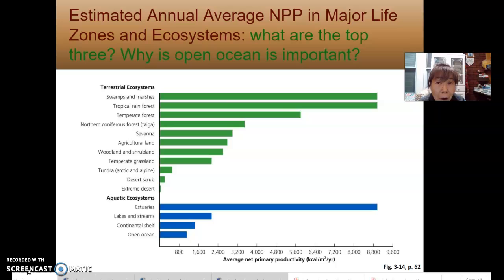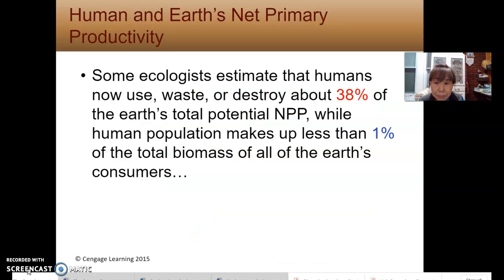Ocean occupies 70% of the Earth's surface area. So although if you look at a square meter, open ocean does not produce much, if you combine it with its huge surface area, open ocean produces a lot of biomass for the ecosystem. Okay, I hope you remember the top 3 MPP in terrestrial ecosystems, in aquatic ecosystems, and also know why open ocean is important. Okay, so think about it.